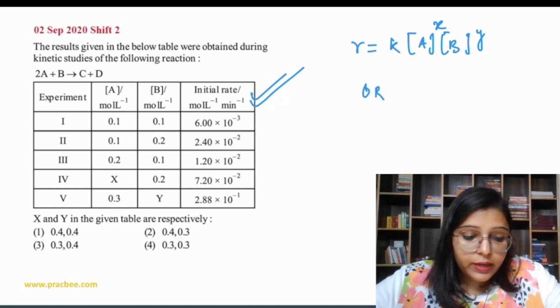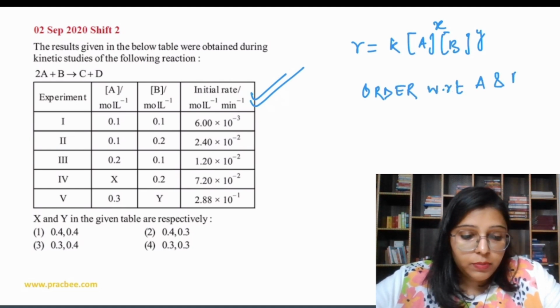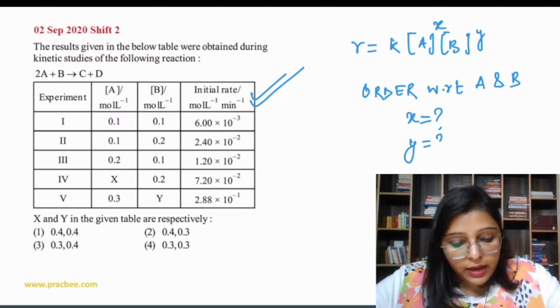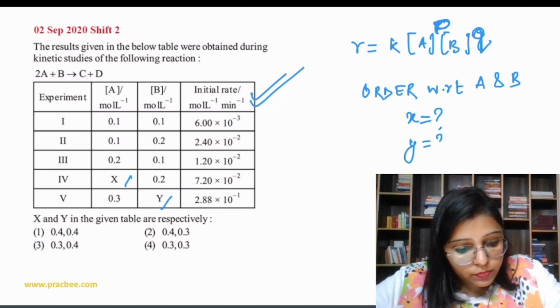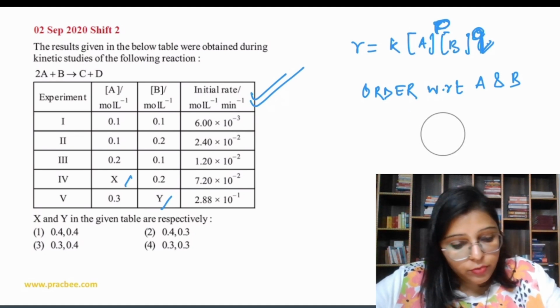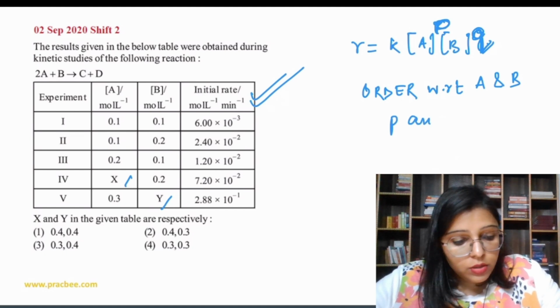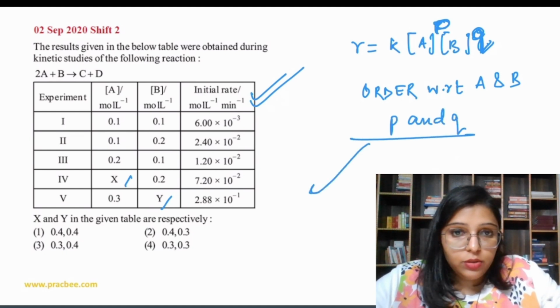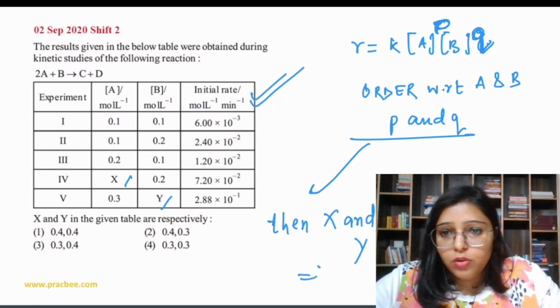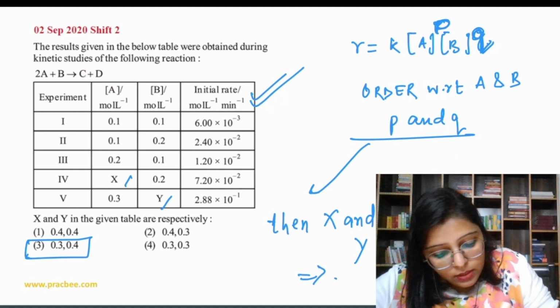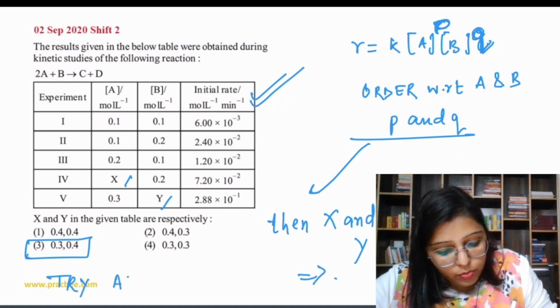Right, so first you have to find out order with respect to A and B. It means you have to find out the value of X and Y, right? Here X and Y is this now. So you can also say that this is P and this is Q. So first you have to find out the value for P and Q, and then you can find out the value of X and Y. So when you solve this, you get answer 3. So please try this at home.